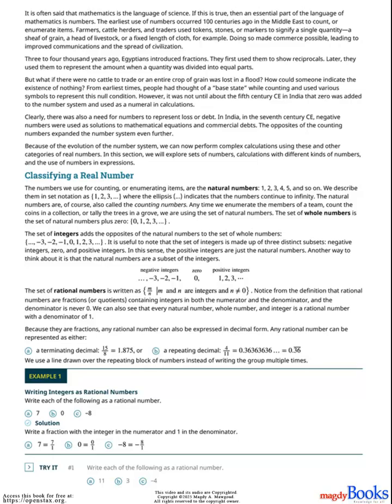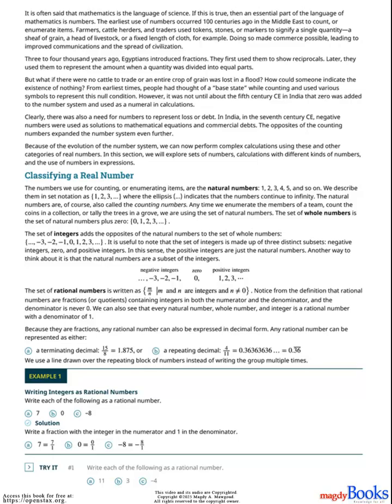1.1.1. Classifying a real number. The numbers we use for counting or enumerating items are the natural numbers: 1, 2, 3, 4, 5, and so on. We describe them in set notation as {1, 2, 3, ...}, where the ellipsis (...) indicates that the numbers continue to infinity. The natural numbers are, of course, also called the counting numbers. Any time we enumerate the members of a team, count the coins in a collection, or tally the trees in a grove, we are using the set of natural numbers.